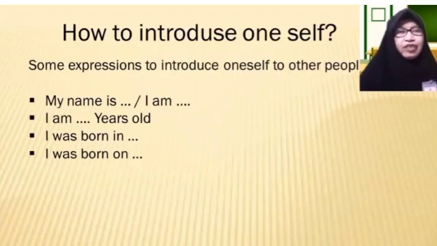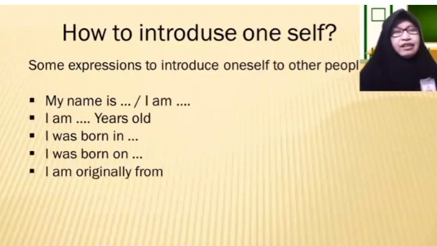What is the difference between I was born in and I was born on? The first, I was born in, is related to place. And I was born on is related to the date or the year.